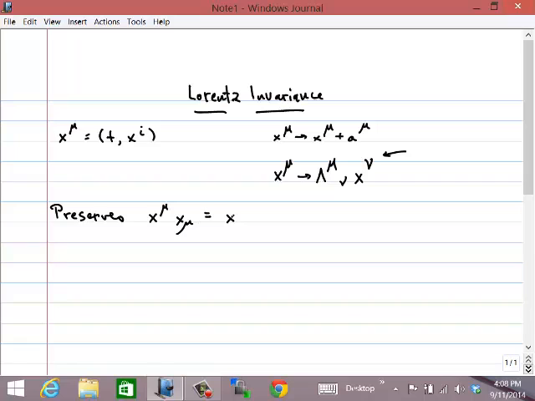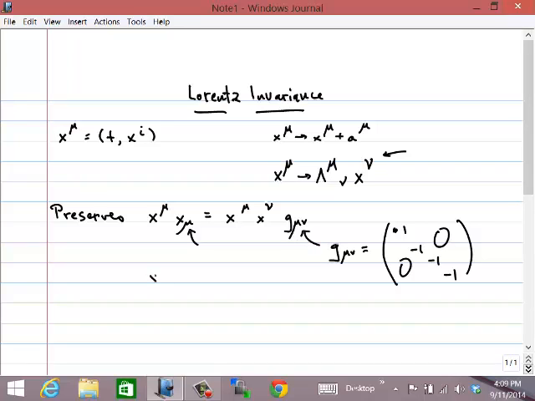where I lower an index here on x by contracting it with the metric of special relativity. So this is equal to x^μ x^ν g_μν, where g_μν, the metric of special relativity, is the 4x4 matrix whose diagonal entries are 1, -1, -1, and -1. So here, whenever we have an object with an upper index, we lower it by contracting it with the metric.